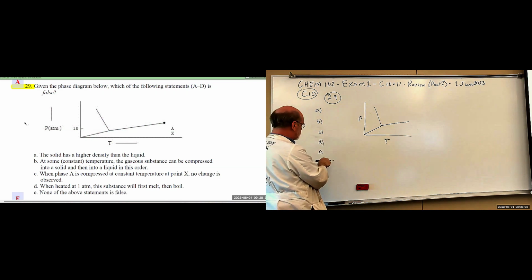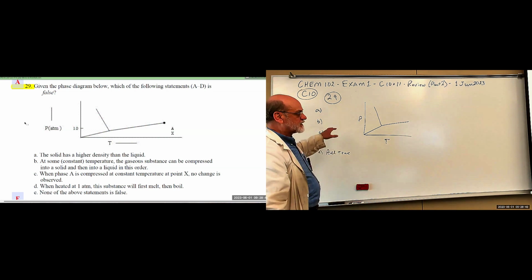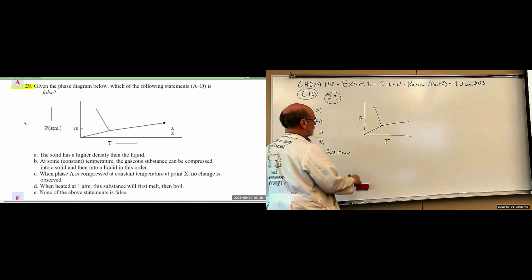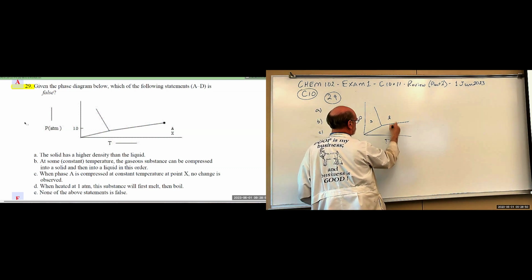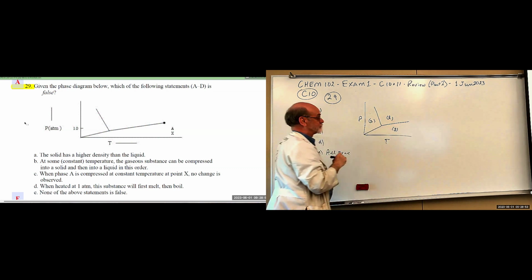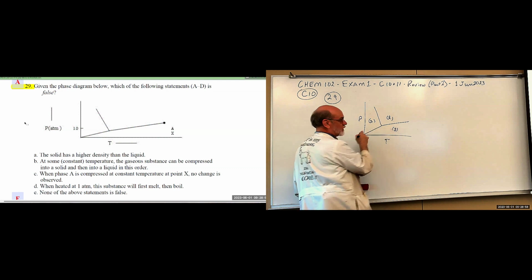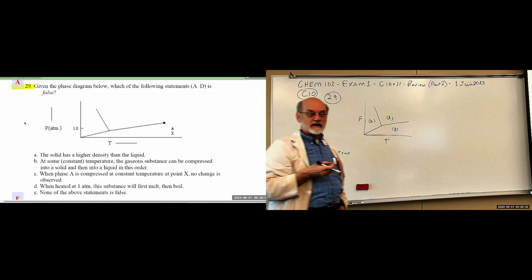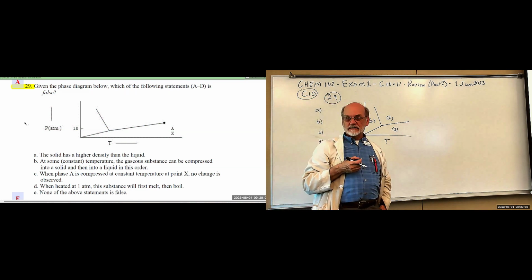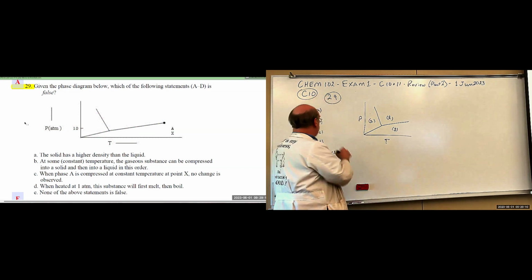Hopefully none of the above statements is false, which says that they're all true. Let's see. The solid has a higher density than the liquid. This is the solid, this is the liquid, this is the gas. If this in fact is water, then we know that's not true. The liquid has a higher density than the solid for water. That's why ice floats. The solid is less dense. So A is true.